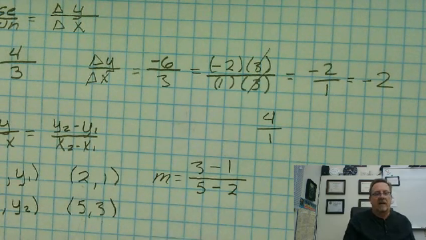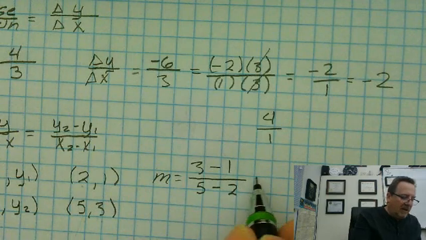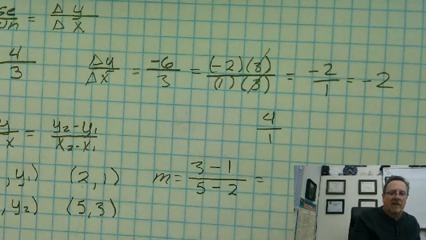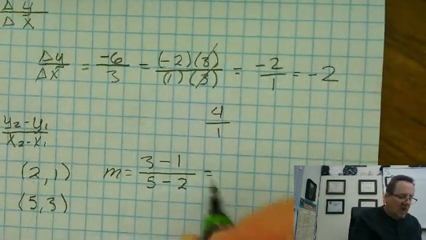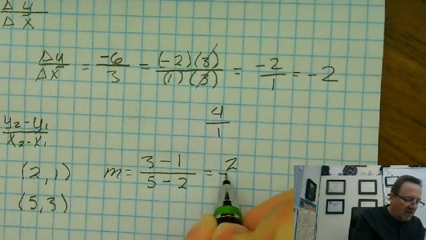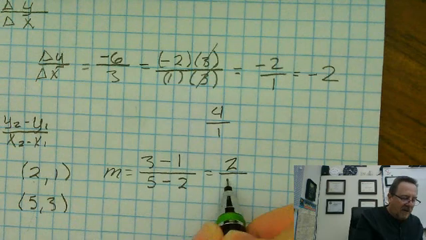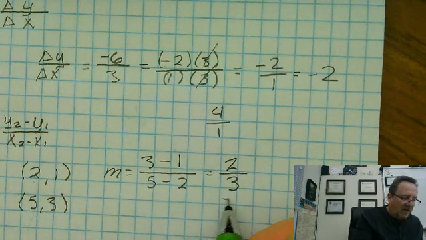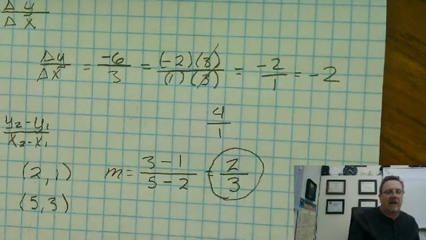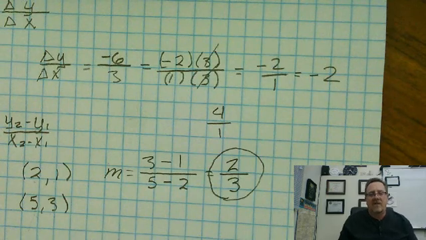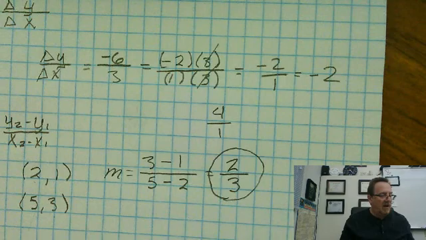Let's do the arithmetic. 3 minus 1. Well, 3 minus 1 is 2. And 5 minus 2. That's 3. So our slope, without having even to look at the line, is 2/3.